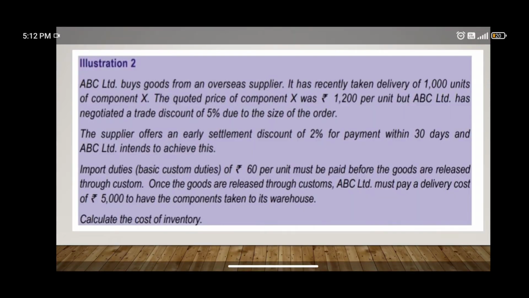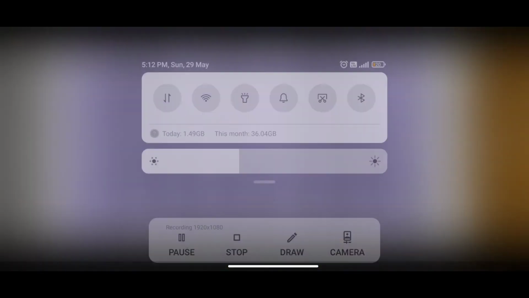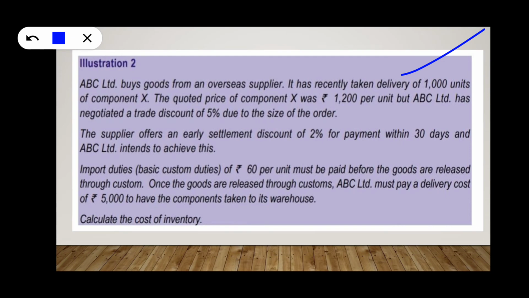Next, let us see an example. ABC Limited buys goods from an overseas supplier. It has taken 1,000 units at rupees 1,200, and it is going to get a 5% trade discount, and it is going to get an additional 2% cash discount if it is settled within 30 days. The import duty is 60 per unit, and delivery cost is 5,000.